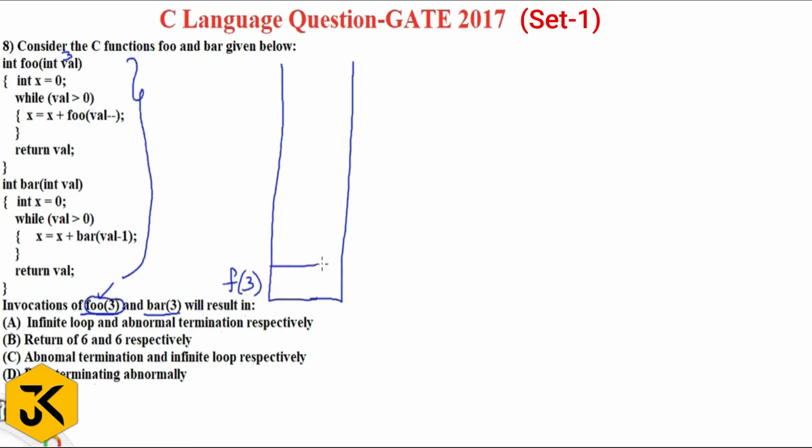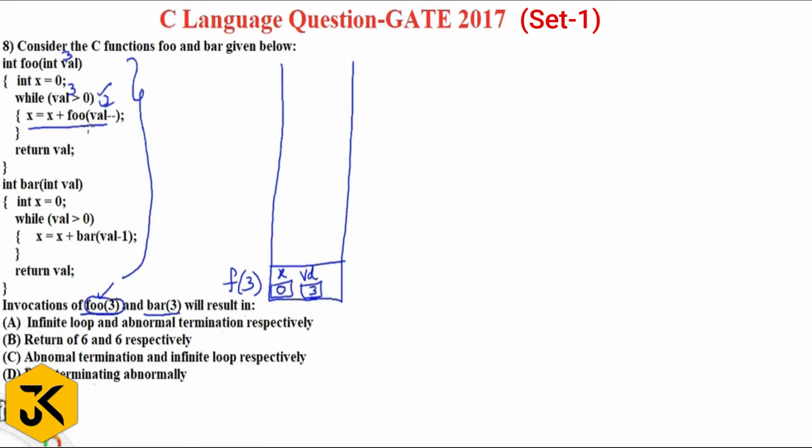Whenever I call function f of 3, it will create a local variable x with value 0, and the variable value, which is the passed value 3. It is going to check whether 3 is greater than 0. Yes, the condition is true, so it will enter into this loop. Here they have given an expression.